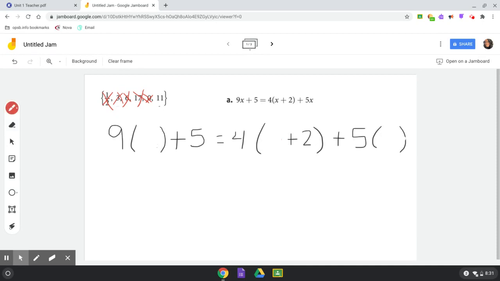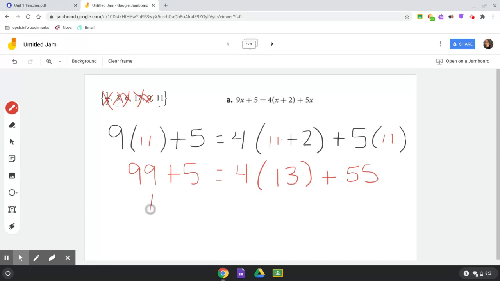All right, last one. Let's see if we have a solution. 11. Let's put in 11. Okay, when we substitute in 11, 9 times 11 is 99. Plus 5 equals 4 times 11 plus 2, which is 13. Plus 5 times 11, which is 55. Now we've got 99 plus 5, which is 104. 4 times 13, which is 52. Oops, that's a plus sign.